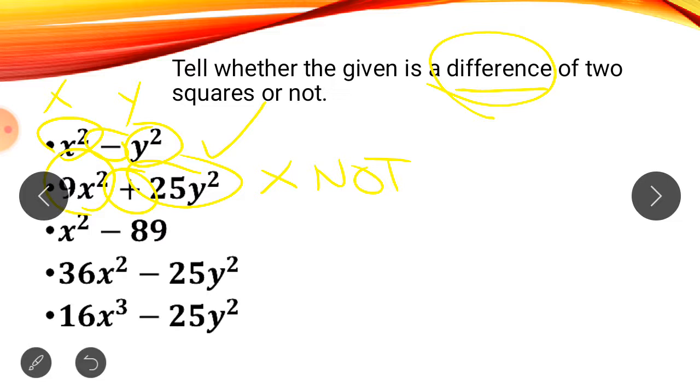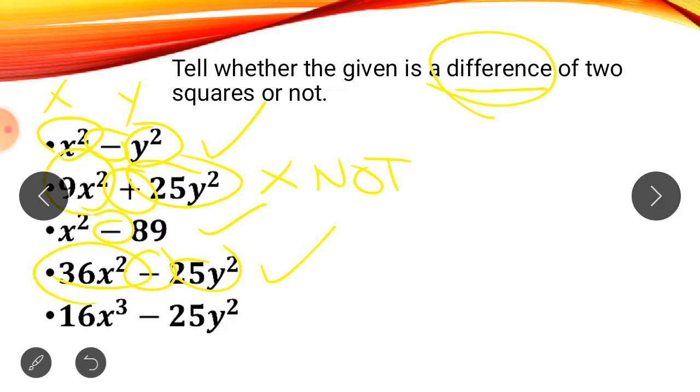Okay, so next, x squared minus 81. The square root of x squared is x, the square root of 81 is 9, and it's a difference. The sign in the middle is minus, so check, this is a difference of two squares. Next, we have 36x squared minus 25y squared. The square root of 36 is 6, square root of x squared is x, square root of 25 is 5, square root of y squared is y, and the middle sign is minus, so yes, this is a difference of two squares.